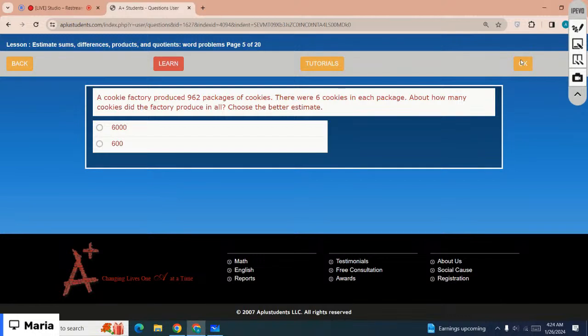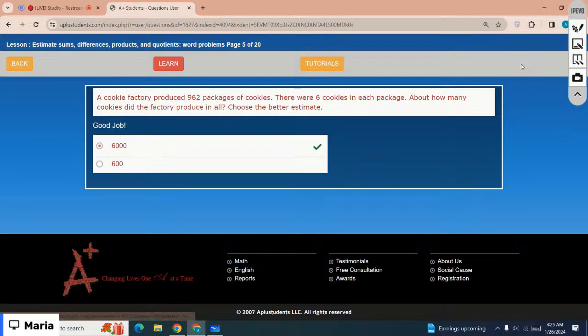A cookie factory produced 962 packages of cookies. There were 6 cookies in each package. About how many cookies did the factory produce in all? So, which is the correct option? You need to do thousands times 6, right? And 1000 times 6 is 6000. The correct option is 6000.